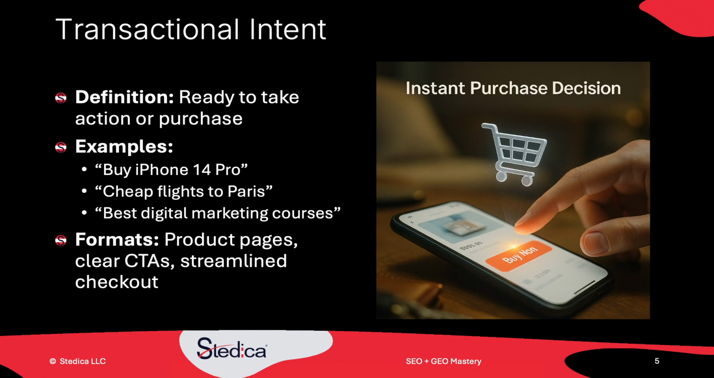3. Transactional intent. Ready to take action or make a purchase. Users with transactional intent are ready to make a decision. They're looking for products, services, subscriptions, or bookings. Examples include buy iPhone 14 Pro, cheap flights to Paris, best digital marketing courses. To capture this intent, your landing pages, product pages, and calls to action need to be clear, compelling, and optimized for conversion. Make it easy for users to take the next step.